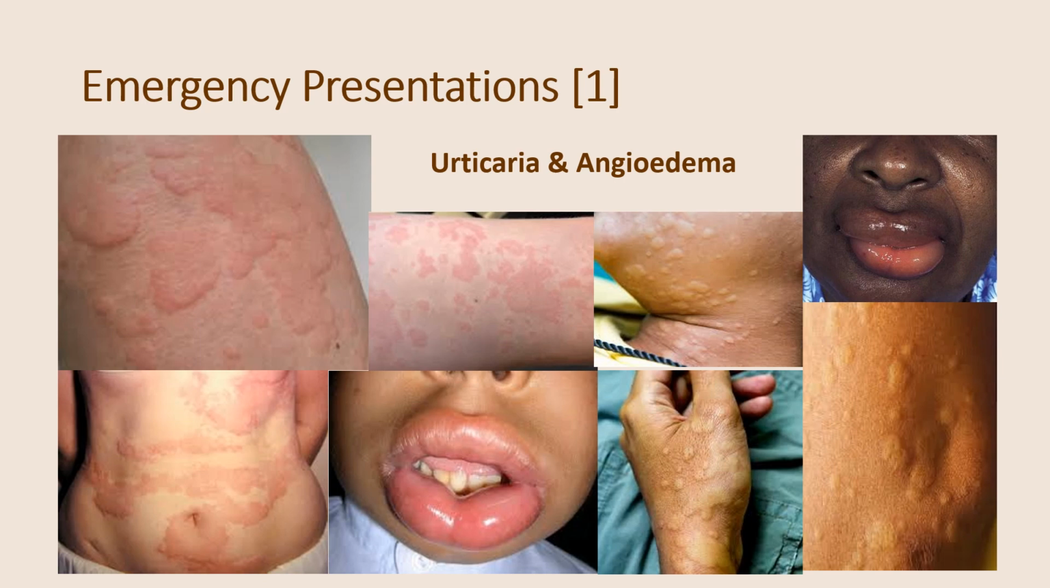On this slide, I have also included images of angioedema, which is swelling of the lower layer of the skin and tissue just underneath the skin and mucous membranes. This may often be associated with the urticarial rash seen on the skin.